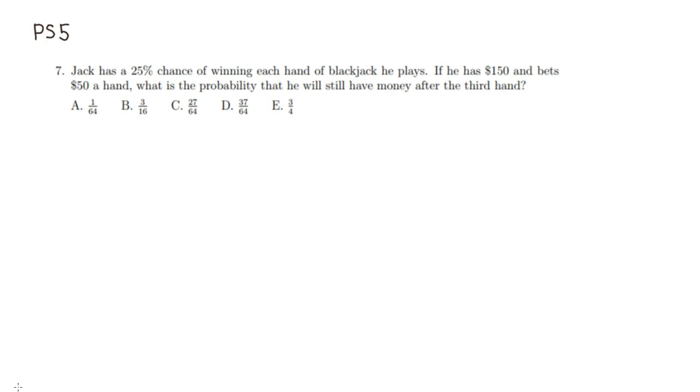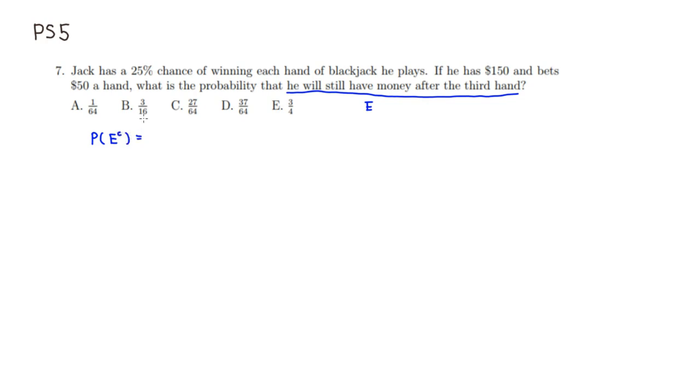All right, so the event would be that he will have money after the third hand. I'm going to call this event E. And what would be the opposite event? If you look at the probability of the opposite event, the notation is a little c, which means complement.